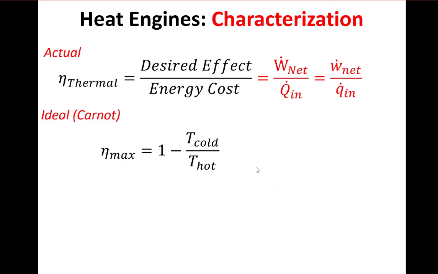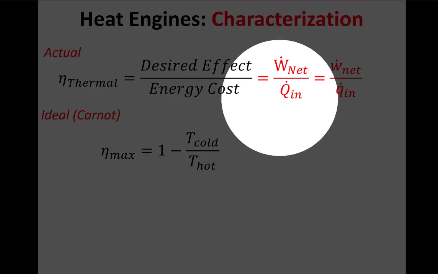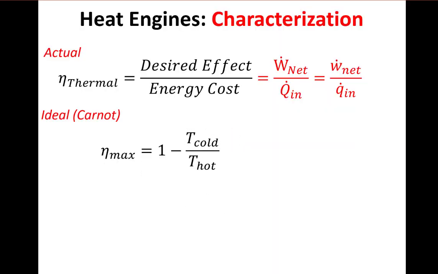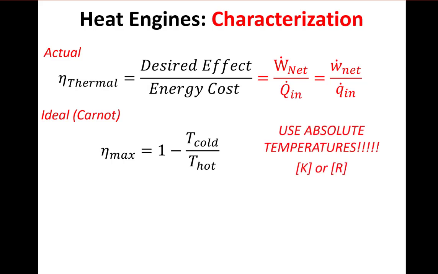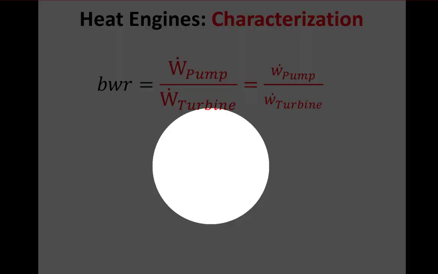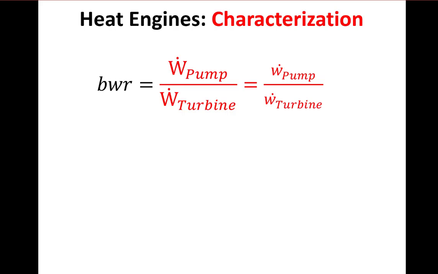If I look at my thermal efficiency, what do I need? I need the net power and the heat transfer rate in. And if I know the hot and cold temperatures, then I can find the maximum efficiency. Another way I can characterize this cycle is by looking at the back work ratio. That's recognizing that the turbine is the first consumer of the power, and we want to know how much of this turbine power is going just to run the pump so that the cycle can continue to operate.